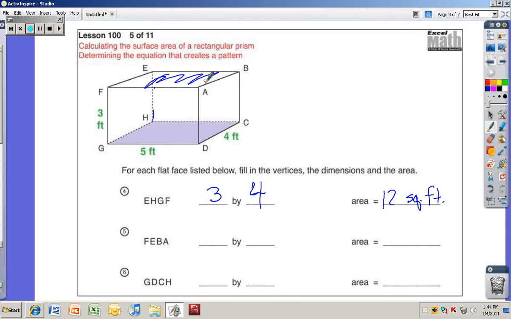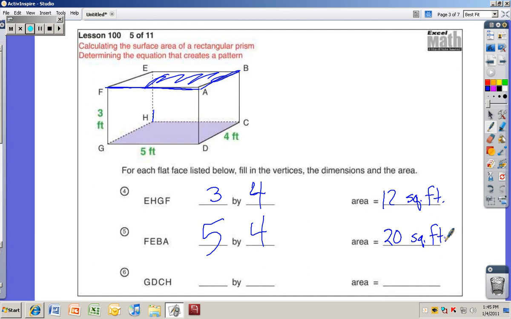Okay, so what are the dimensions of FIBA? Come on, Emma, you can do this. What's the length of this side of FIBA? 5. 5, good. And what about this one? 4. Excellent. So the area is 20 square feet.